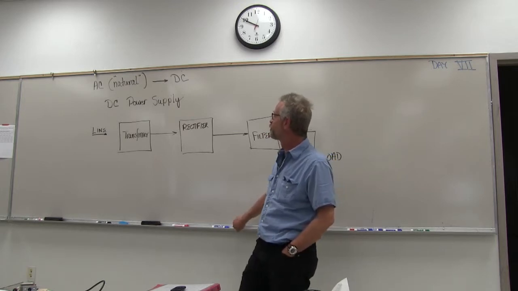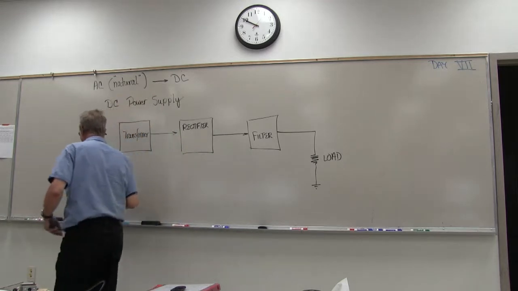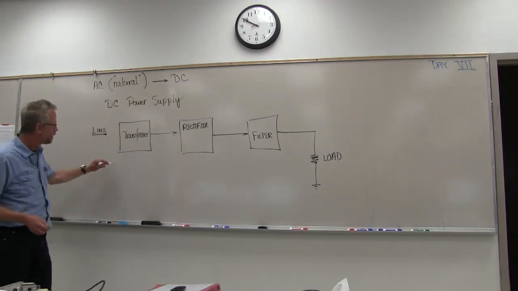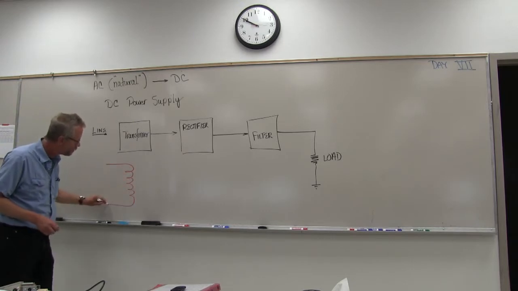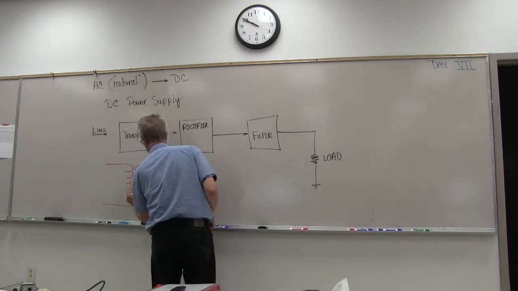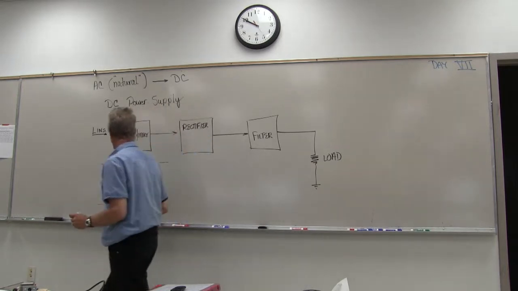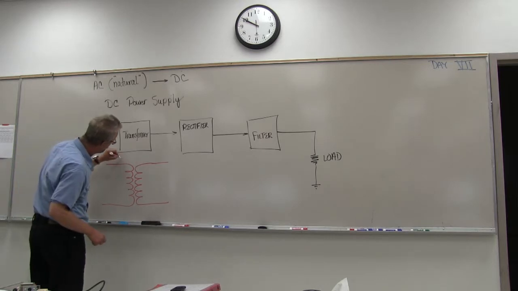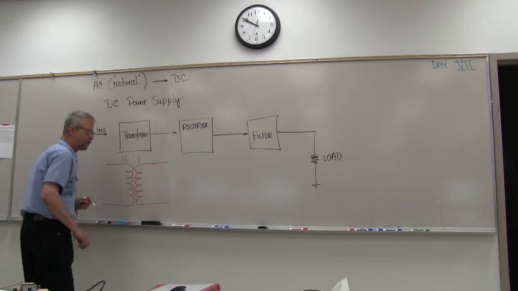Okay, so let's take these blocks and let's kind of draw them out in terms of the schematics and the symbols that we would normally use to represent them. A transformer looks like this. And we are going to make this 15 or so. We'll make it 15 to 1.